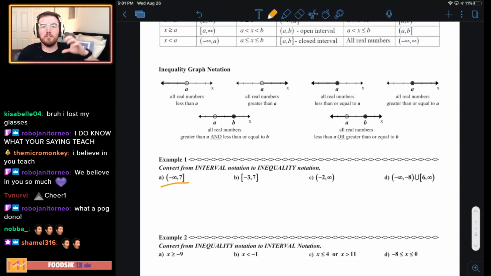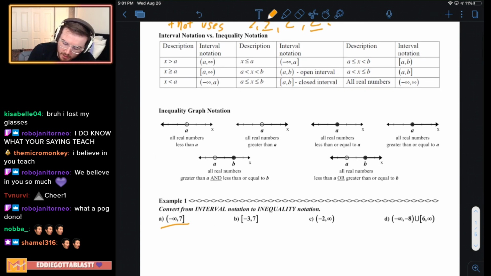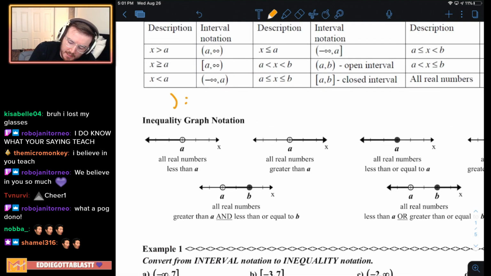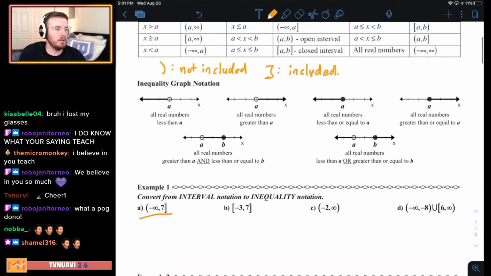What does this mean? It means everything from negative infinity all the way up until 7. But what's the deal with these parentheses and brackets? A parenthesis means not included, and a bracket means included. So what do I mean by that? To include means it's part of your answer. I want to include that as part of my answer.